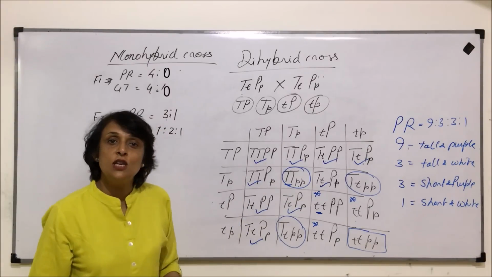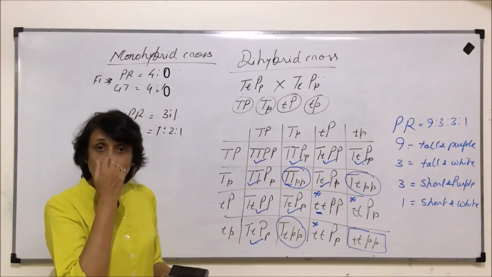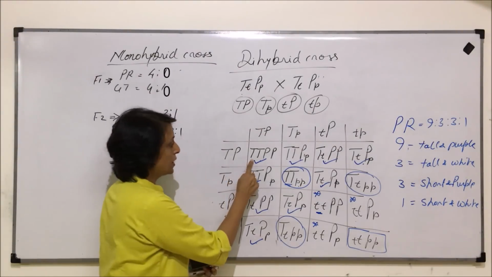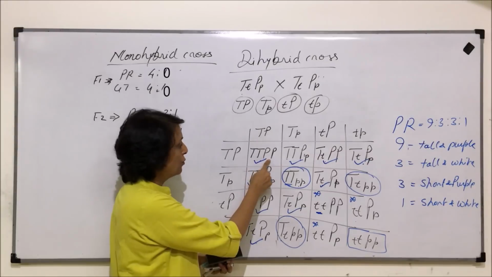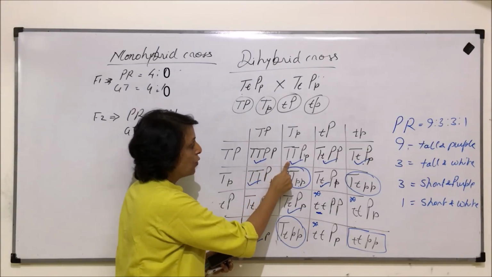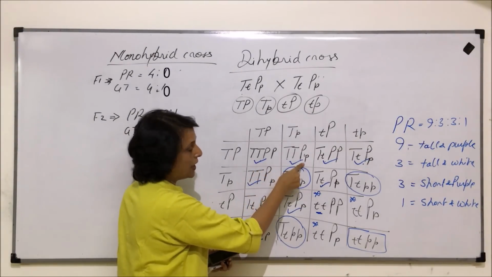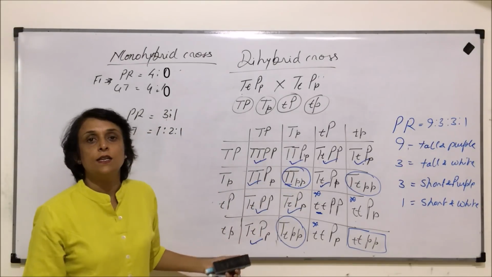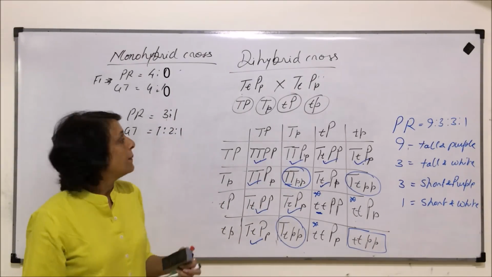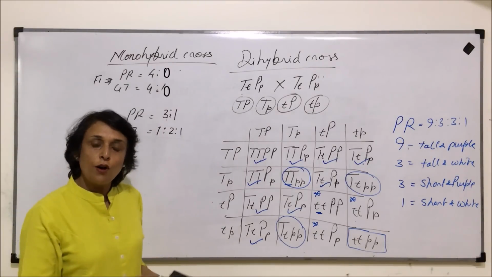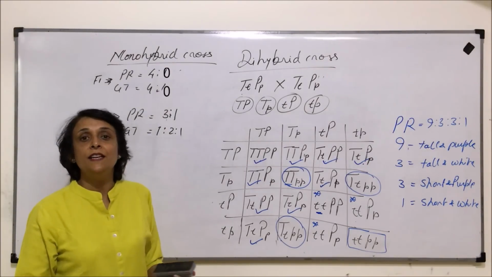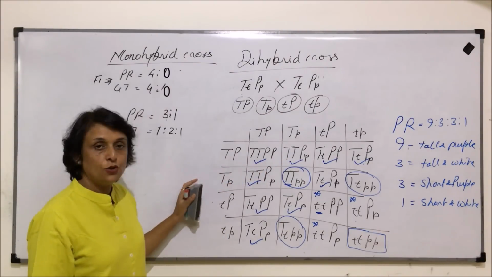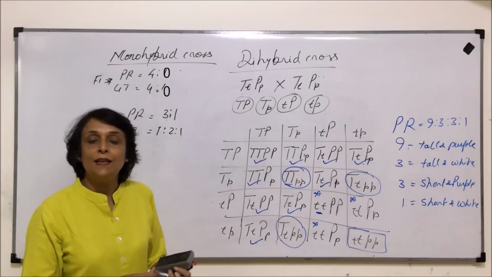Now how do we reach the genotype? Genotype means heterozygous and homozygous. So this is homozygous for tall and homozygous for purple. This is homozygous for tall and heterozygous for purple. So if we keep counting like this, it is going to take lots and lots of time. So I will give you a shortcut or a formula by which we can reach the conclusion of genotype ratio. So we'll write the genotype a little later.